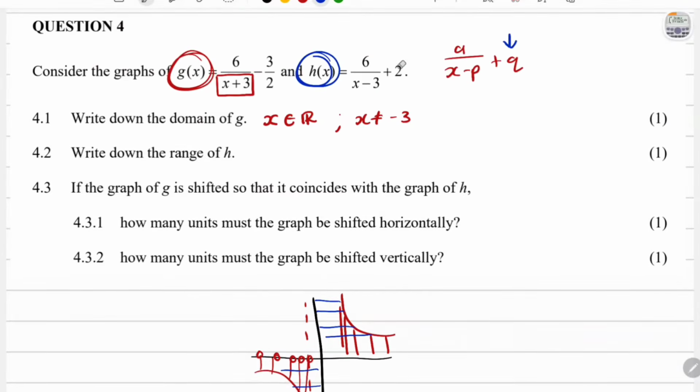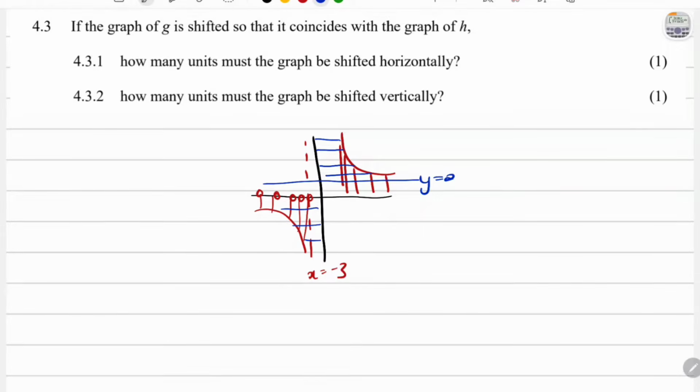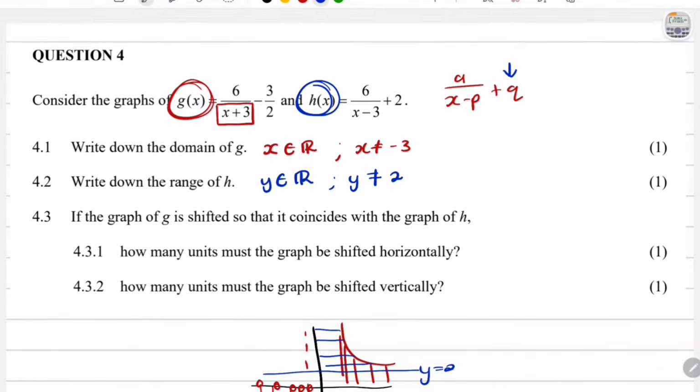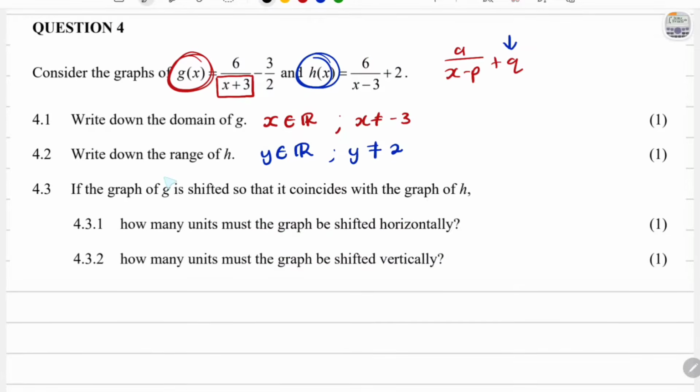So here it's positive 2. You're going to have a y equals positive 2. And this is the only place that the graph will never cross. Okay, that should be a dotted line. So in this case, y is also an element of all real numbers, but y will never be equal to positive 2. Okay, so that is it for those two questions. Okay, moving on to the next question.